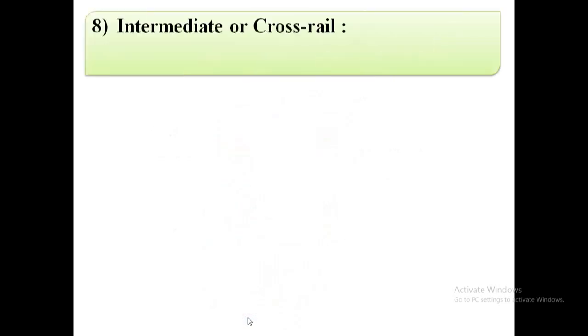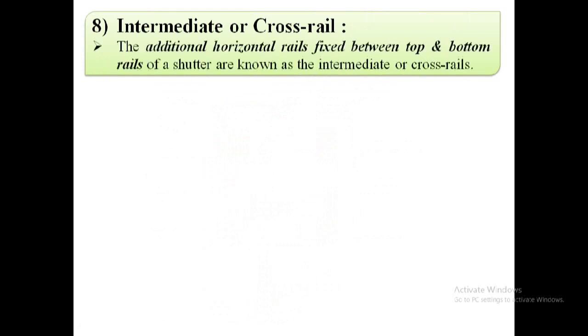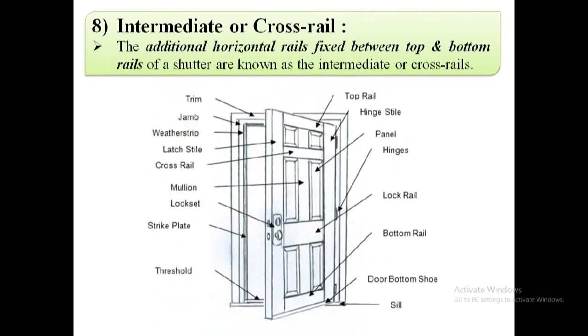Next technical term is intermediate or cross rail. The additional horizontal rails fixed between top and bottom rails of a shutter are known as the intermediate or cross rails. So in this image you can see this is the shutter, here the top rail is provided, here the lock rail is provided and here is the bottom rail. Here you can see this is the cross rail. So these additional horizontal rails which are fixed between the top rail and bottom rail of this shutter are known as cross rails or intermediate rails.